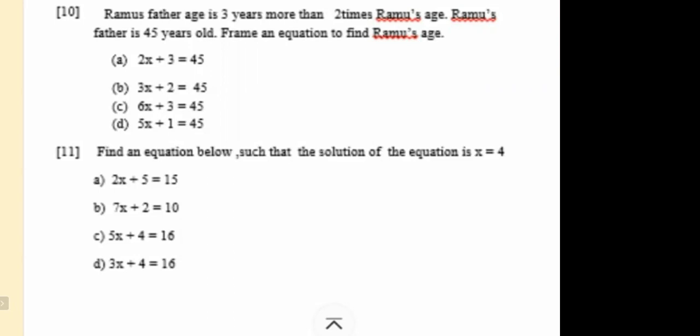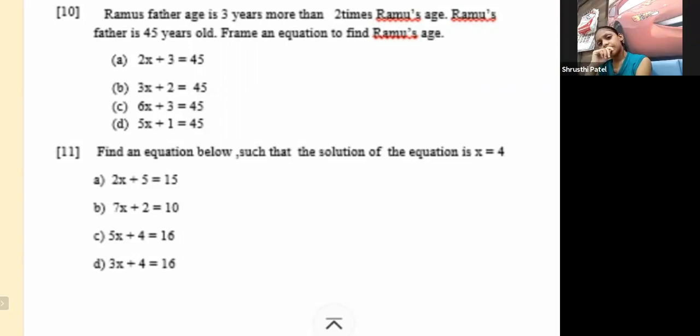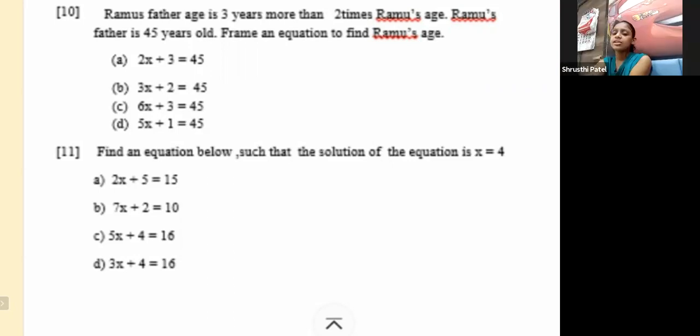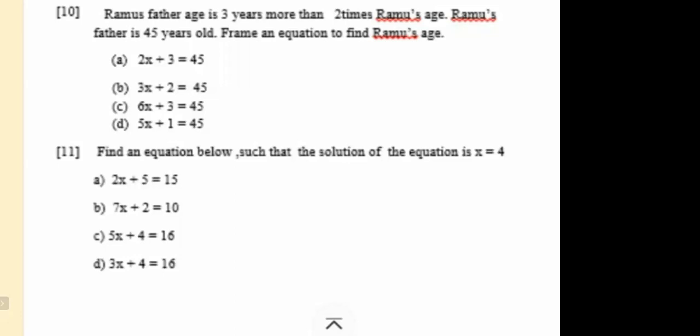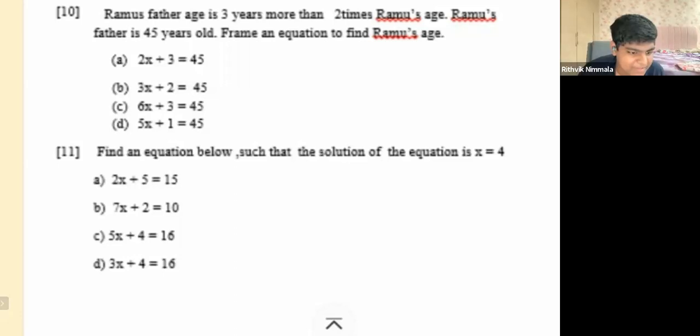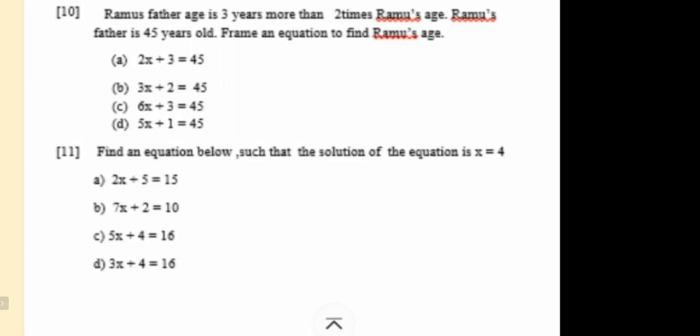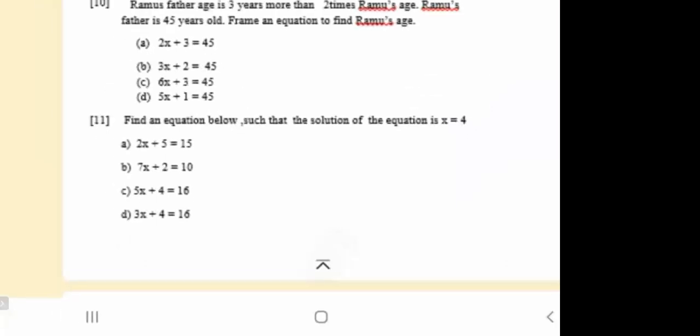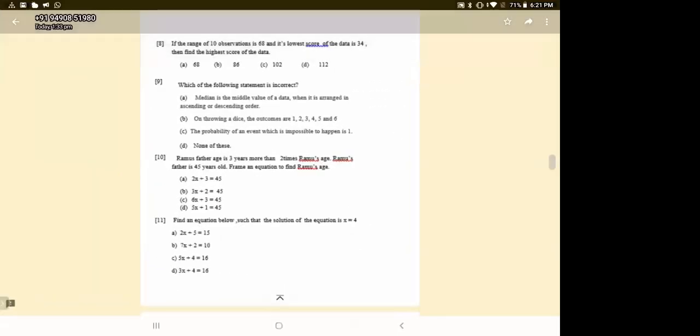Find the equation below such that the solution of the equation is x equal to 4. If you substitute x equal to 4: 4 2s are 8, 8 plus 5 is not equal to 15. Option D, ma'am. Let me check. 7 4s are 28, no. 5 4s are 20, no. 3 4s are 12, 12 plus 4. Very good. Option D is correct, Nana. You are correct. Wonderful.